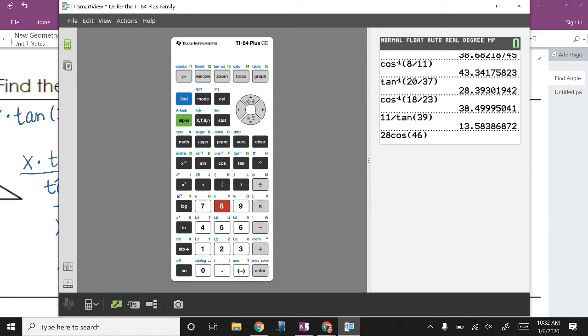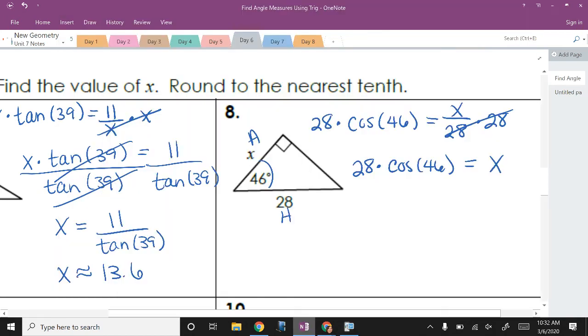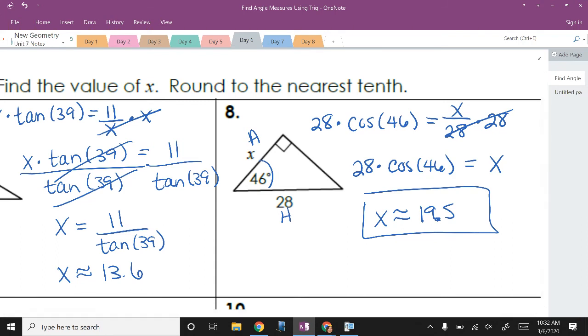So 28 times cosine 46 is approximately what? 19.5. No degrees, right? All right, because it's the length of a side. And that makes sense because our hypotenuse is 28. So this side better be smaller than 28, correct? Yeah. So if you have your hypotenuse, always compare the legs with the hypotenuse.